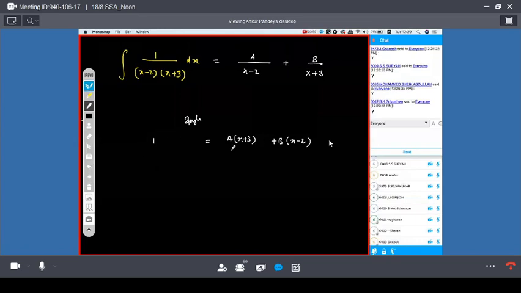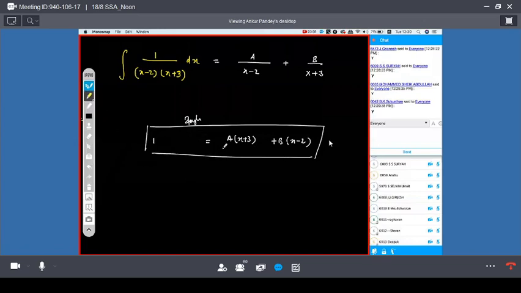Sure. If that is happening, see, understand this. You will just put x equal to minus 3. You will get this part as 0, minus 5. So minus 1 by 5 is the value of b. If you put x equal to 2, 1 by 5 is the value of a. Yes or no?